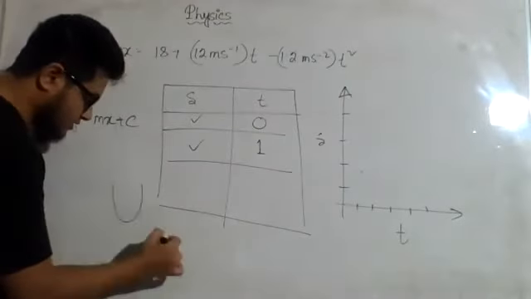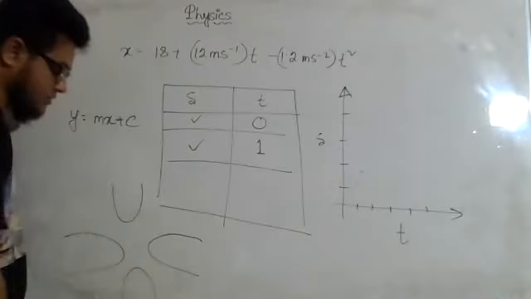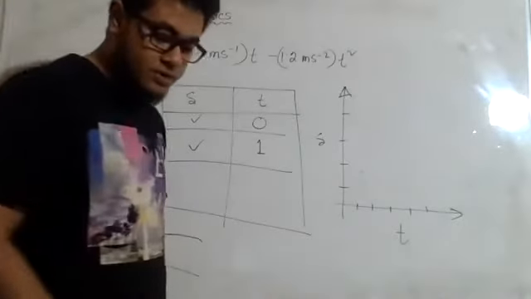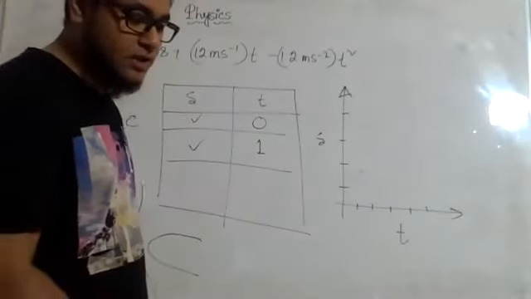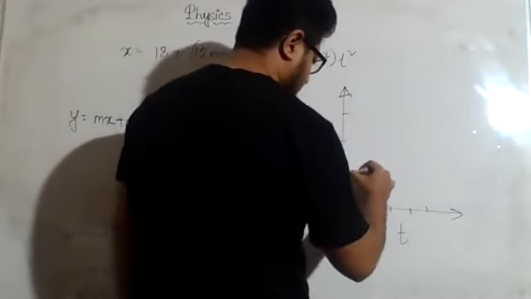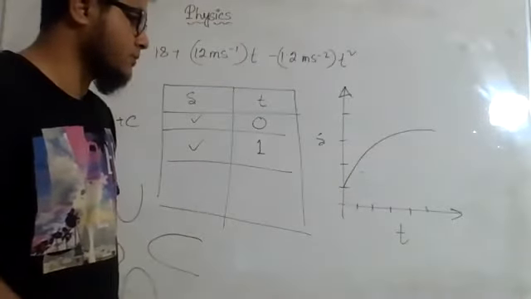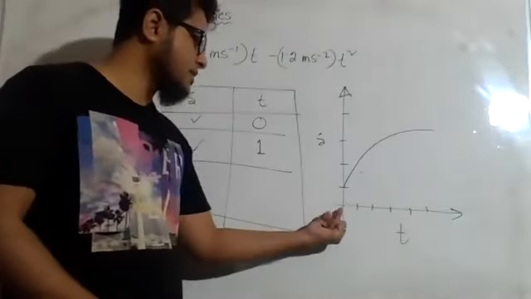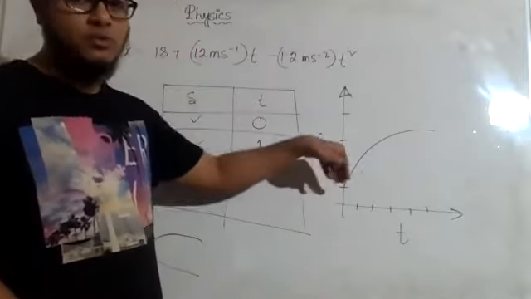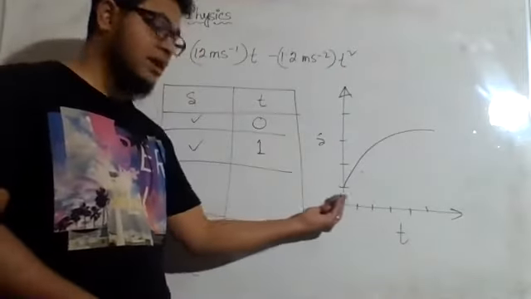Either it will be like this, or like this, or like this, or like this, okay? So here we can see, if you go to the next page, they have drawn half of the graph only, okay? As we know that time cannot be negative, that is why we will not get the rest of the part, okay? Time can never be negative.